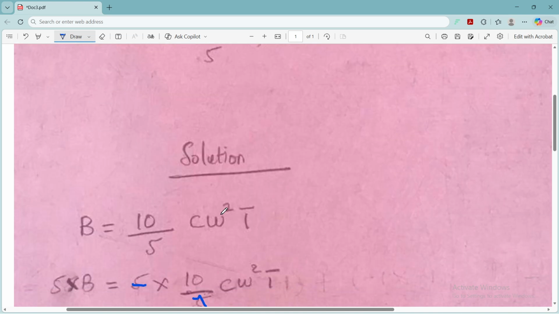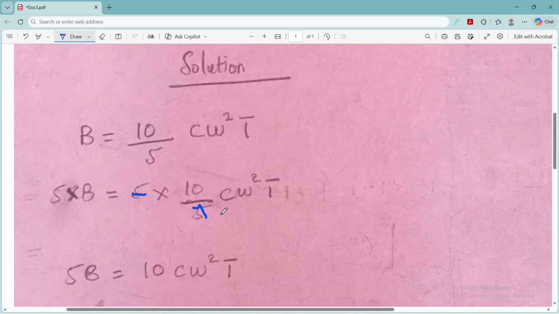Based on the preamble of our question, we were tasked to make t the subject of the relation. So we have our new equation: 5b equals 10cw squared t. We want to make t independent. At the moment t is dependent on 10cw squared, so we have to cancel out 10cw squared, for t to become independent and become the subject of the relation.